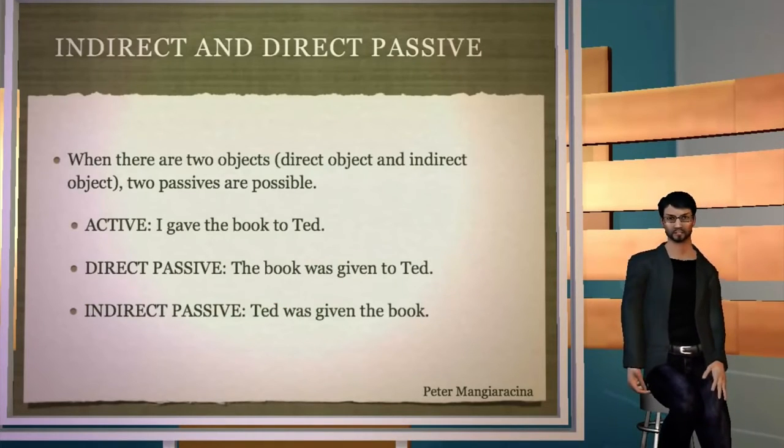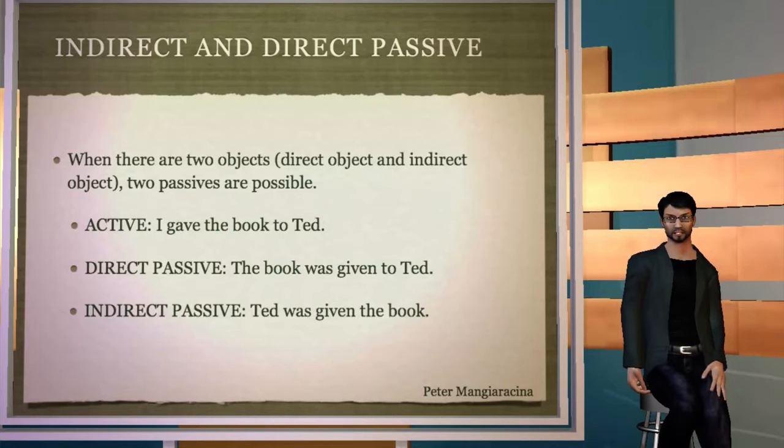When a verb takes two objects, verbs such as give, show, ask, offer, and many more, two passive structures are possible. A passive sentence using the direct object, the object that directly receives the action of the verb, and a passive sentence using the indirect object, the object which receives the direct object. Take, for example, the active sentence, I gave the book to Ted. Book is the direct object, Ted the indirect object. From that, we can form two passive sentences. The direct passive, the book was given to Ted, and the indirect passive, Ted was given the book.